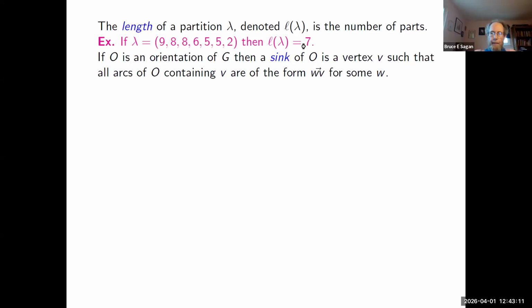Okay, and to give you this analog, I need to be a little bit more precise about my orientations. So a sink of an orientation is a vertex such that all of the arcs containing v go into v. There's nothing coming out. Everything goes in. So for example, in this orientation, U is a sink, right? Both of these are going in. W is a sink, one arc coming in. V is not a sink, right? It's got an arc coming out to U, but an arc coming in from X.